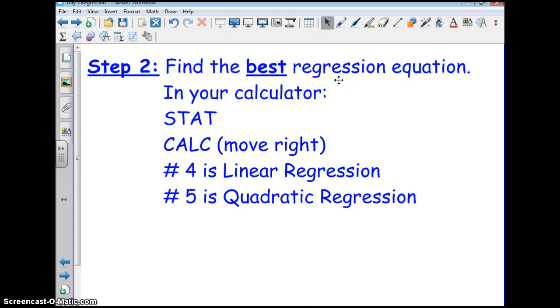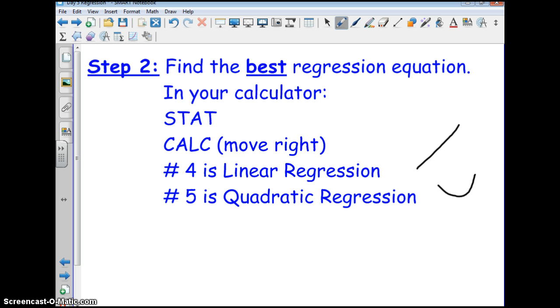In step 2, we want to find the best regression equation. That means that I want to find the equation that matches my data the best. In order to do that, I'm going to go back to my calculator. Stat button is where I'm going to do all statistics. We're going to move to the right where it says Calc, and then we're going to decide: number 4, which is linear regression, so does my data look like a line, or number 5, does my data look like a quadratic? So does my data actually look like a line, or does it look like some kind of parabola, right?